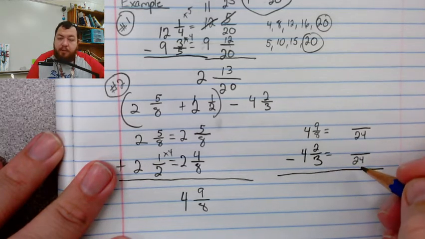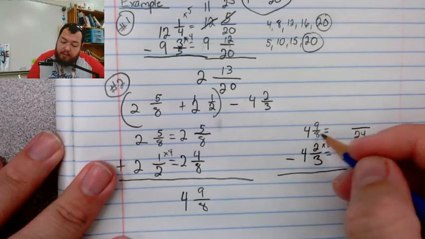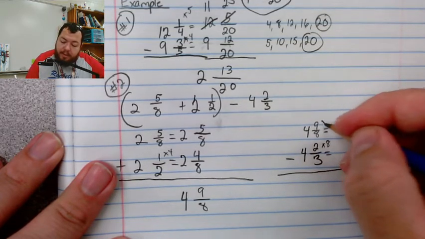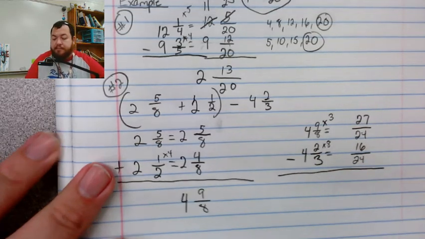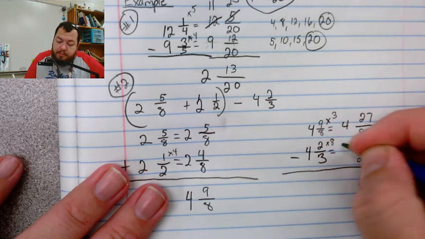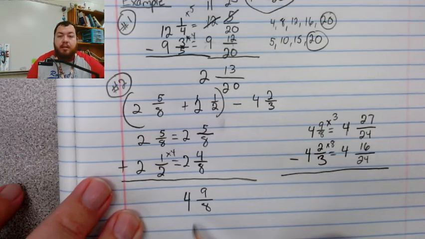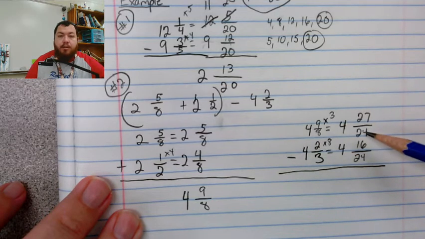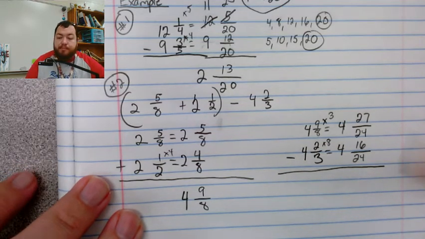Three goes into 24 8 times, so 2 times 8, 16. 8 goes into 24 3 times. 9 times 3, 27. And then I need to bring over my whole numbers. The reason I didn't simplify here is because I wanted to make sure I had a large enough number to subtract from so I didn't have to rename. So I'm going to wait to the end of the problem to simplify most times.